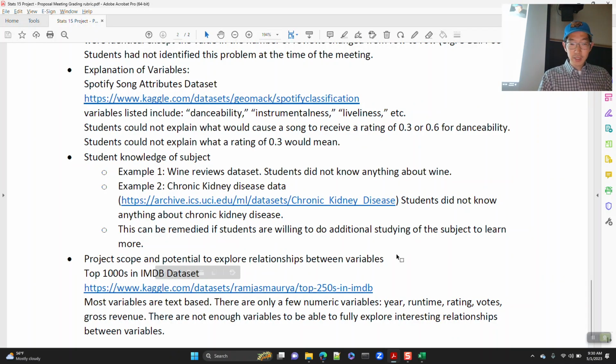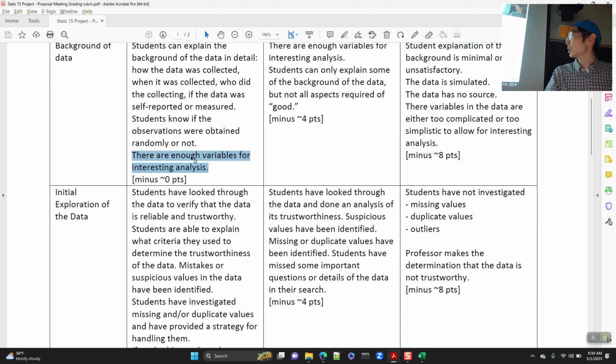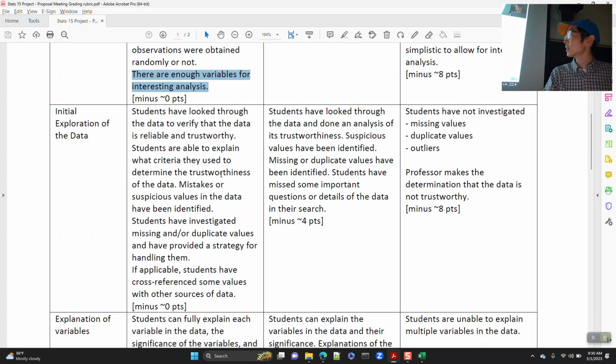So you want to make sure there's enough variables for interesting analysis, and that's going to play into the initial exploration of your data. Part of that is first of all checking to see if your data is trustworthy and reliable, and you want to be able to explain why you think the data you have is trustworthy and reliable. I only have about 20 minutes with you during our meeting, but when you send me your data set, I'm going to do at least a brief look at it.